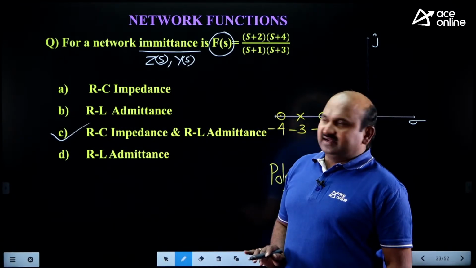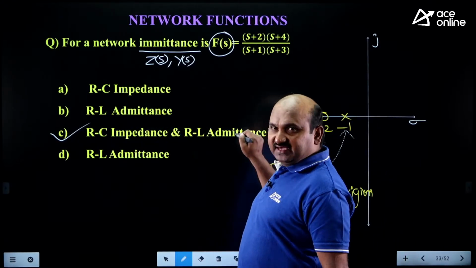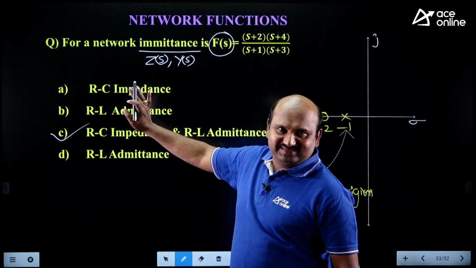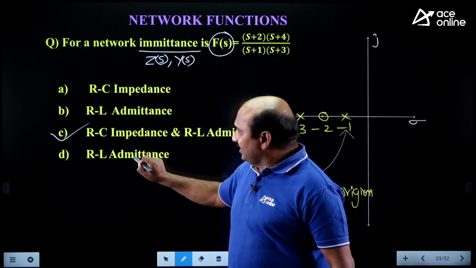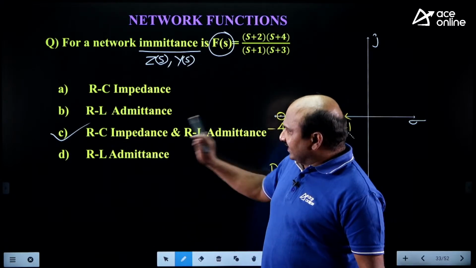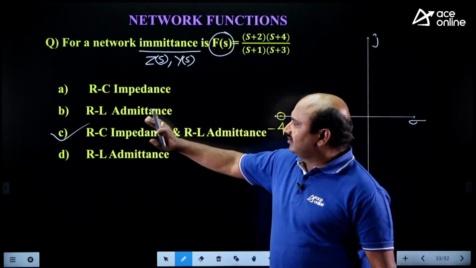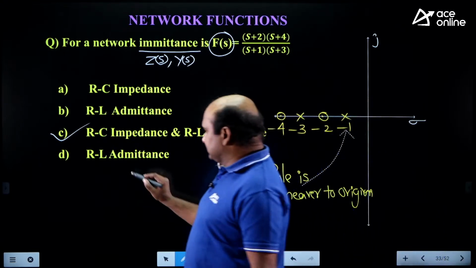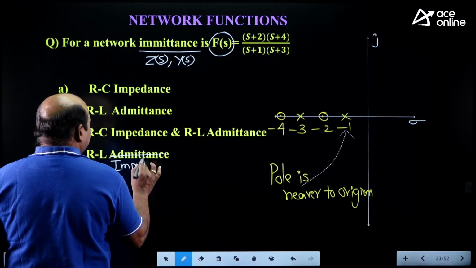Suppose if both are not given here, we can take either A or B. He will not give it like that: either RC impedance function or RL admittance function. RL admittance function can be correct, but actually the exact answer can be either RC impedance or RL admittance. This might be an impedance function.